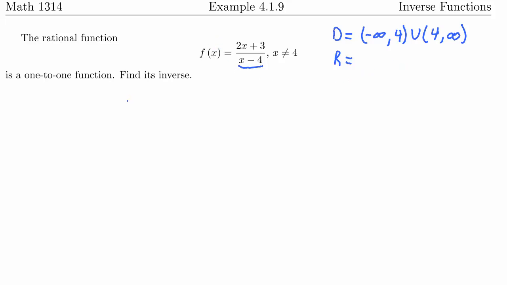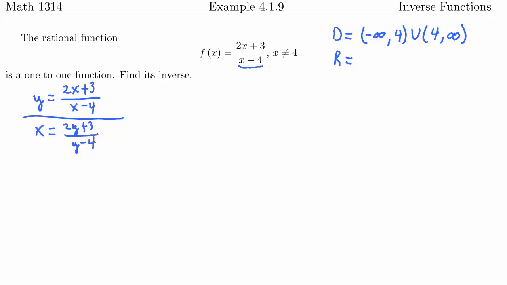Okay, what I want to do is follow the steps for finding the inverse function of a one-to-one function. The first step is to replace f of x with y. So y is actually equal to 2x plus 3 all over x minus 4. And again, I like to draw a line. Everything from here on out will be the inverse function. Now replace all x's with y and all y's with x. So this y becomes x, and both of these x's become y's. So that gives me x equals 2y plus 3 all over y minus 4.